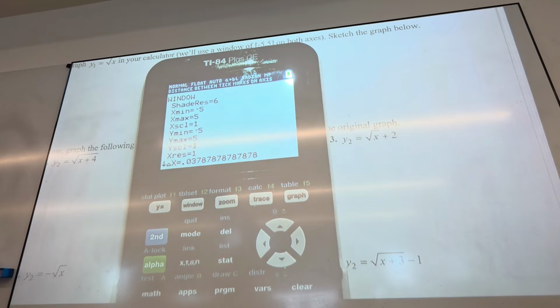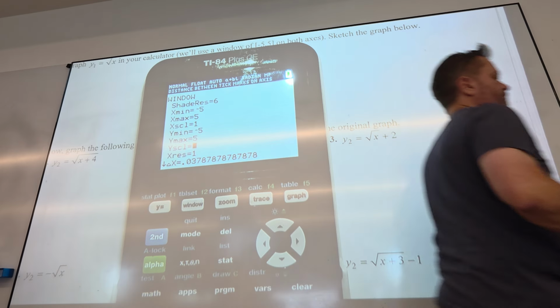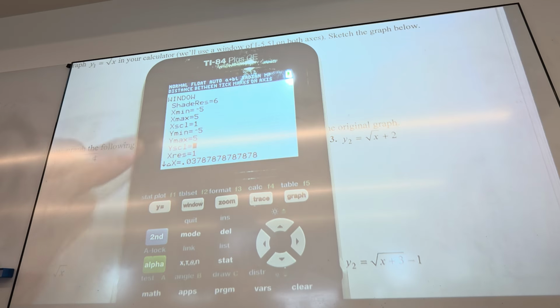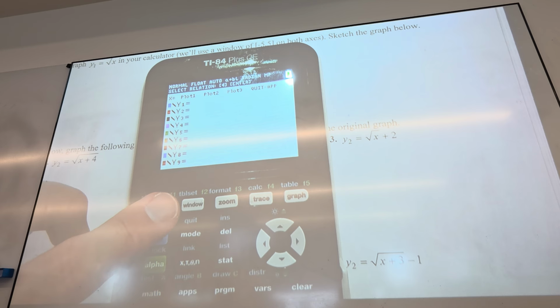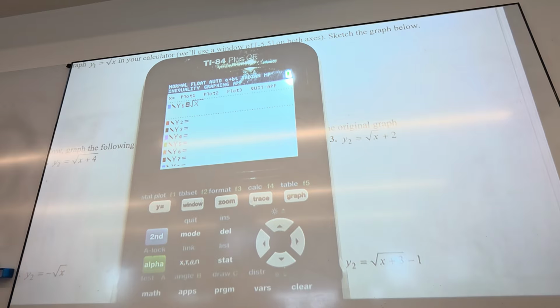Okay, now let me put you into groups. Actually, let's do this one thing together. Is everybody cool with this? Go ahead and hit y equals, and put in here the square root of x. Okay. Nothing happened. Hold on. Put in here the square root. Oh, I see. The square root of x. There we go.